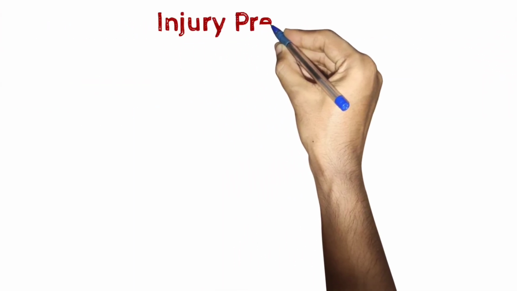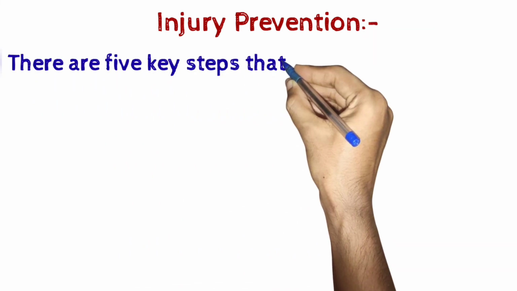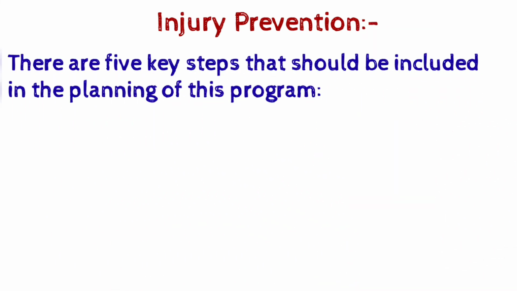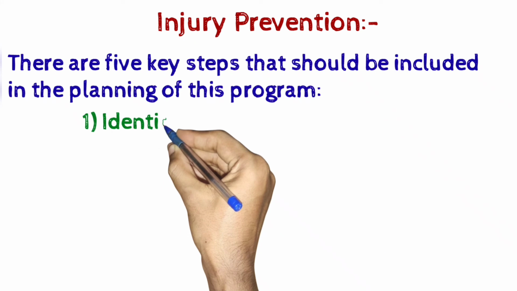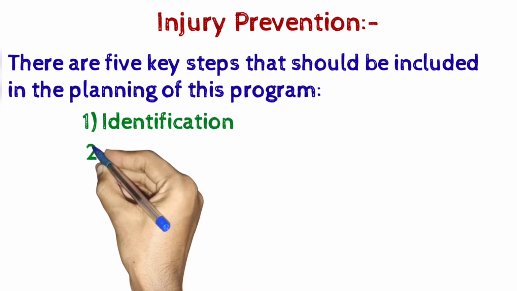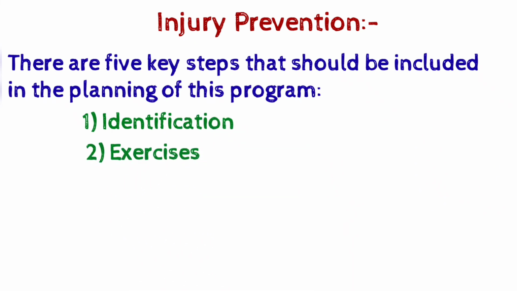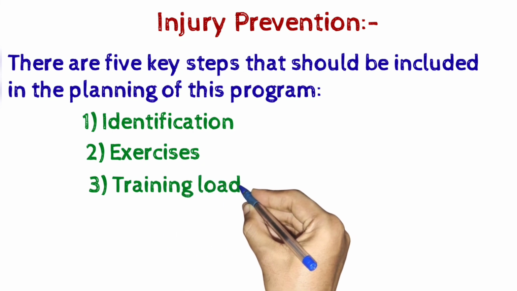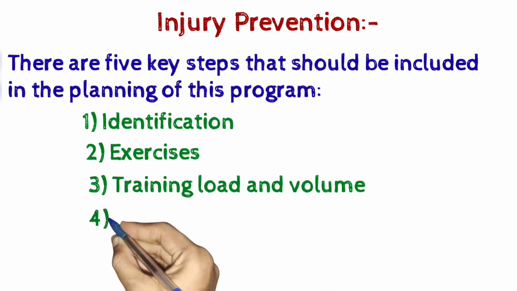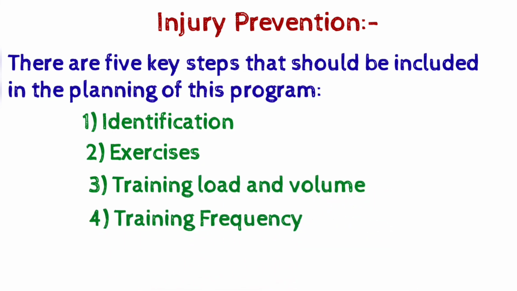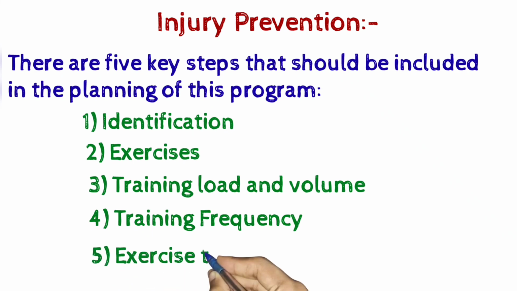Injury prevention. There are 5 key steps that should be included in the planning of this program. 1. Identification. 2. Exercises. 3. Training load and volume. 4. Training frequency. 5. Exercise timing.